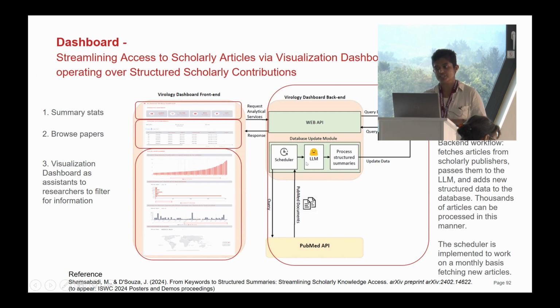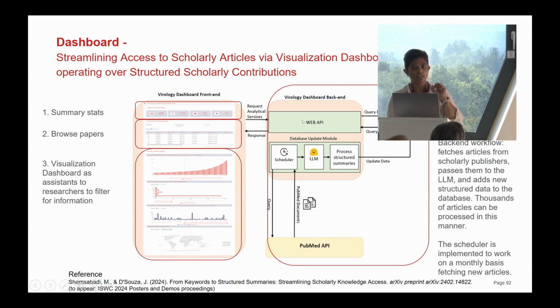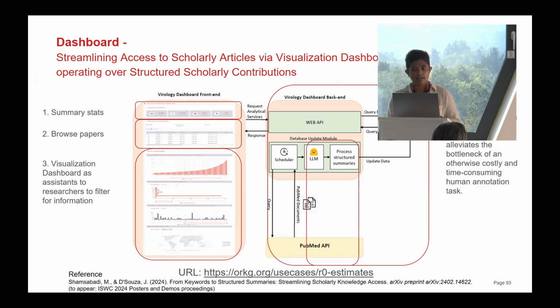The backend workflow essentially works like this. There is a scheduler that on a monthly basis queries PubMed and fetches articles from PubMed, then feeds them into the large language model, which does the additional filtering and structuring of information. That's then fed into the database, and then it goes into the web API, which then serves the data to the different interfaces that are programmed. And this scheduler indeed works on a monthly basis.